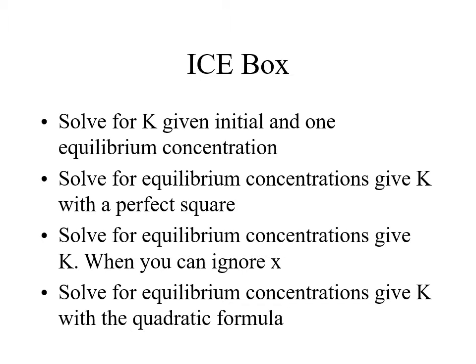We're going to do this with a perfect square. We're going to figure out when we can ignore our X values. And when we ignore our X values, we're only ignoring the subtraction or the addition, not the multiplication of the X. And then we are going to solve using the quadratic formula when we don't have a perfect square and we cannot ignore our X.